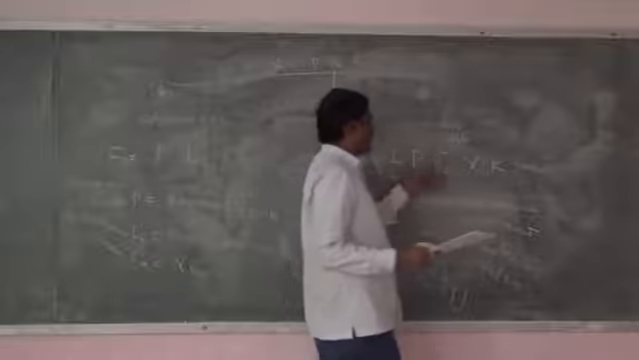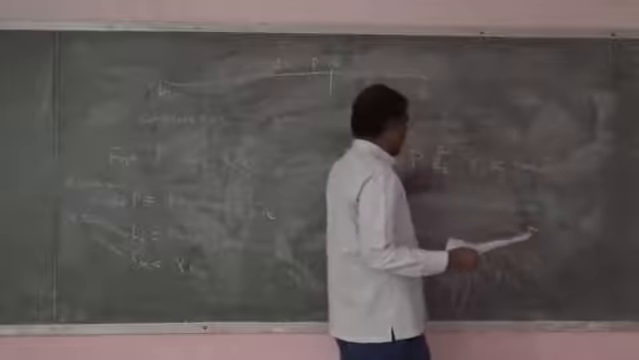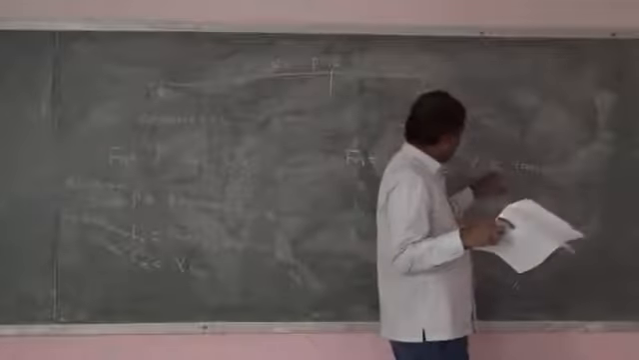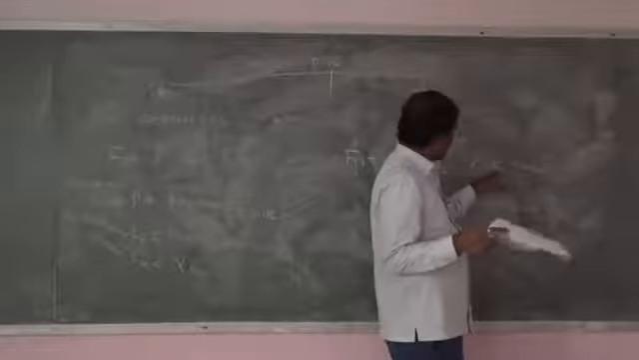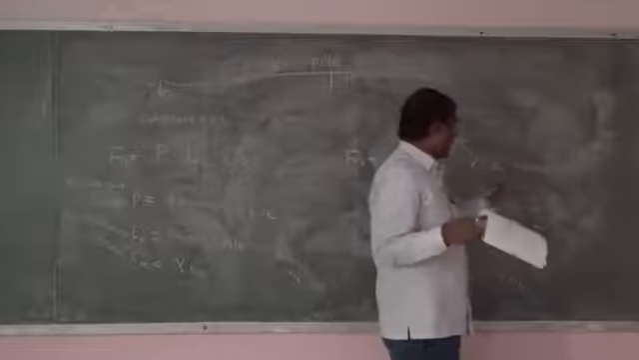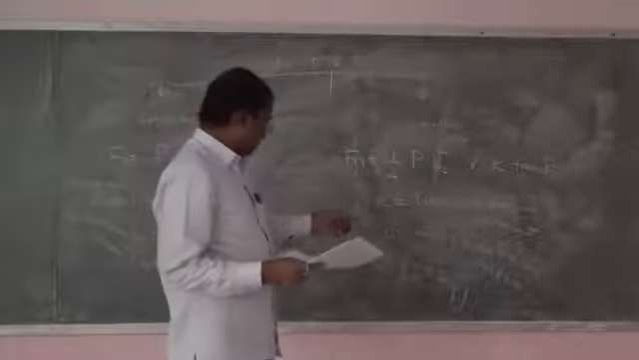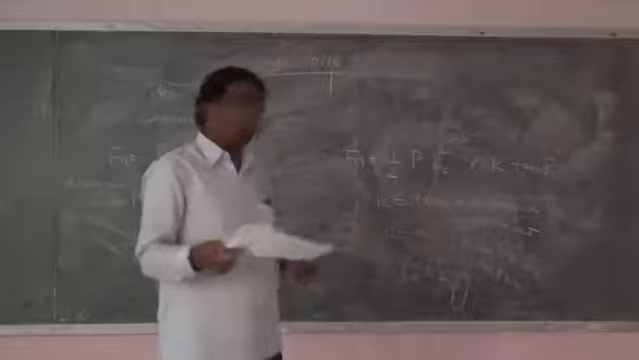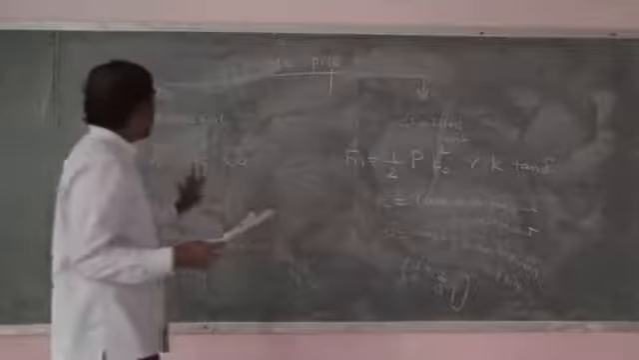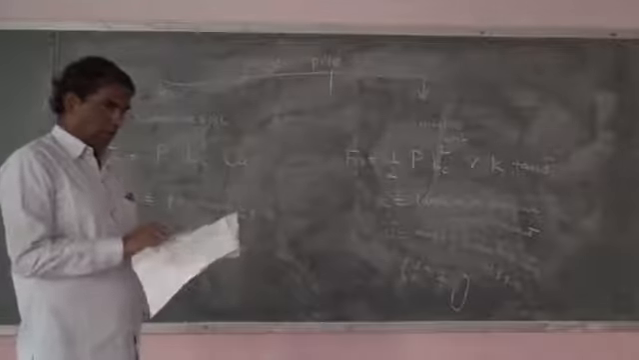Half into P into LC square gamma K tan delta. P is perimeter, LC is length up to compressible soil, gamma is unit weight, and here K is lateral earth pressure coefficient, and delta is angle of friction between soil and pile, which is taken as 1 by 2 to 2 by 3 times phi. So this is the formula for single pile.